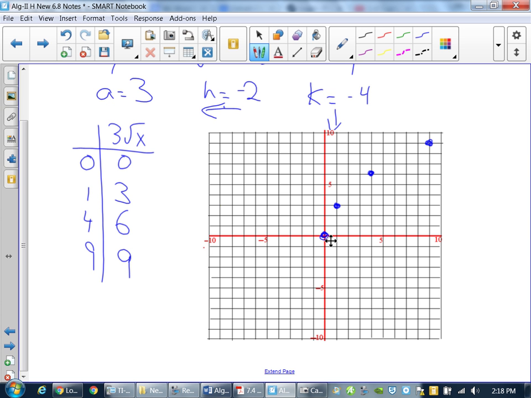So what happens here when you're plotting this parent function, to help you move it to the actual function itself. When you plot parent ones, it's a dotted line, because it's just there to help you manipulate.